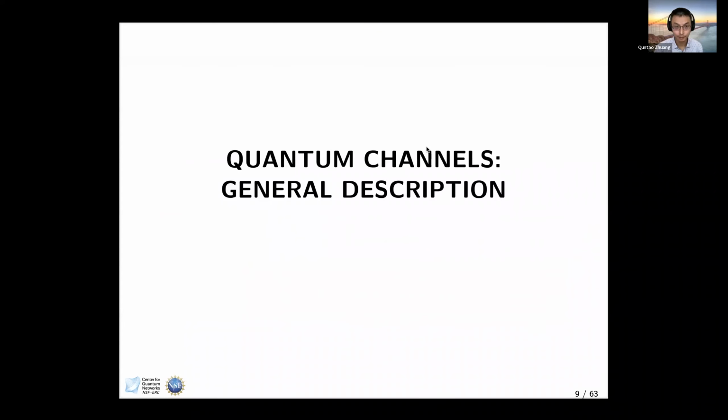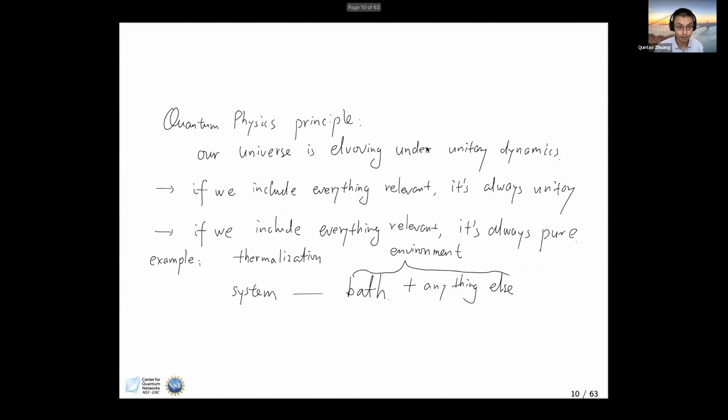Great. So let's dive into quantum channels and general descriptions, and we'll get a bit technical. Let's begin with a very high-level introduction of quantum mechanics. Here we will describe quantum operations, quantum channels, and a lot of complicated notions. But the actual starting point of quantum physics is pretty simple, in the sense that we believe our universe is evolving under a unitary dynamics.